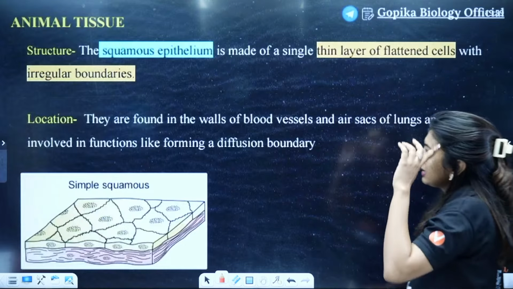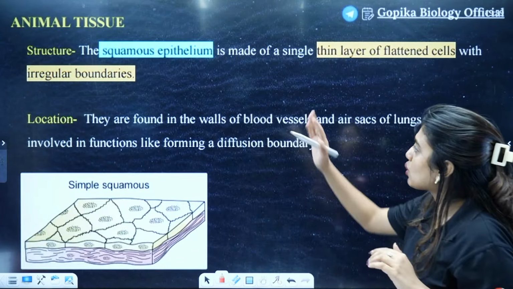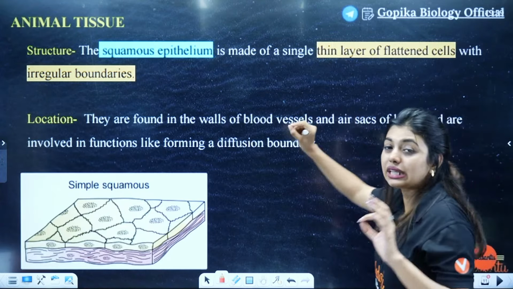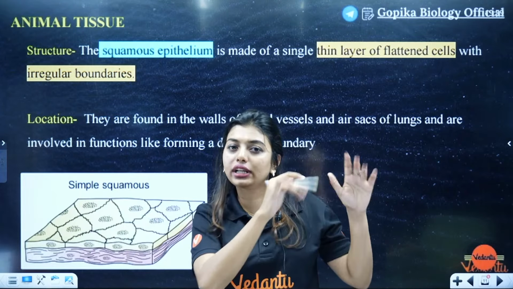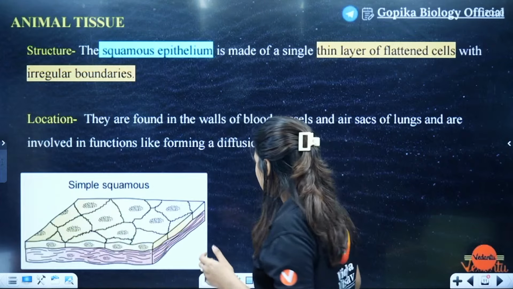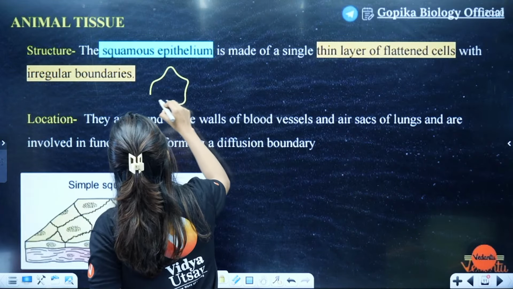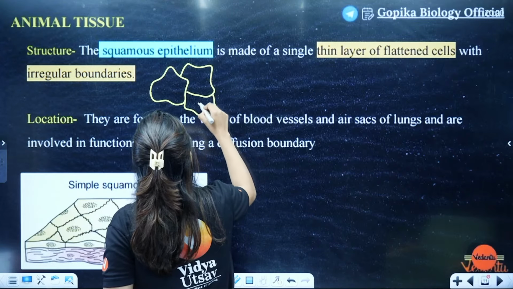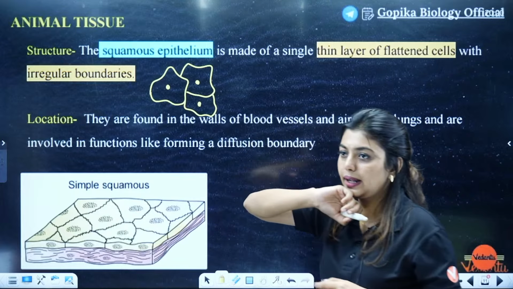Done? Okay, now look here. We are going to start with each of the portions. Structure: the squamous epithelium is made up of a single thin layer of flattened cells with irregular boundaries. I gave you an intro in the epithelial cells so that you understand everything is going to come under that. So here they are going to have irregular boundaries. I already drew it; someone told me, ma'am, it looks like some map. This is your sunny side up that I was talking about. Sunny side up. Irregular boundaries.